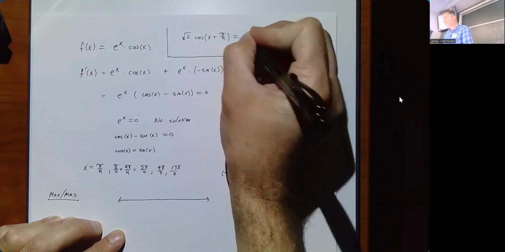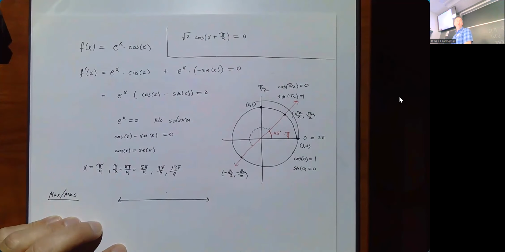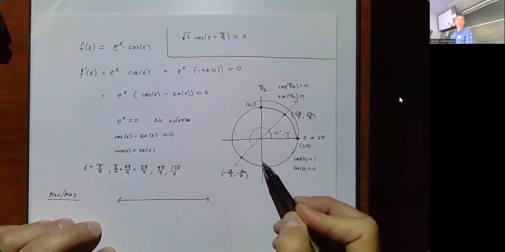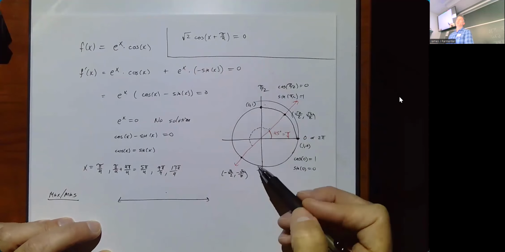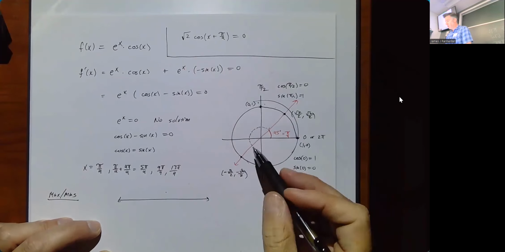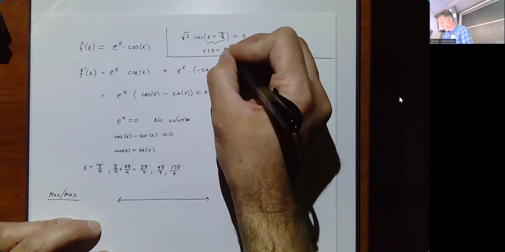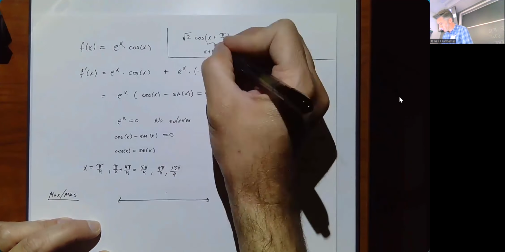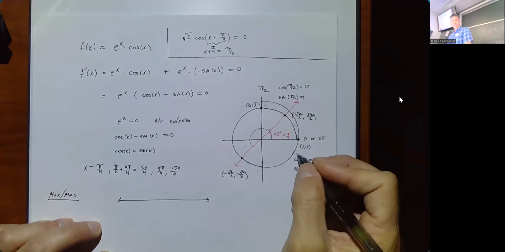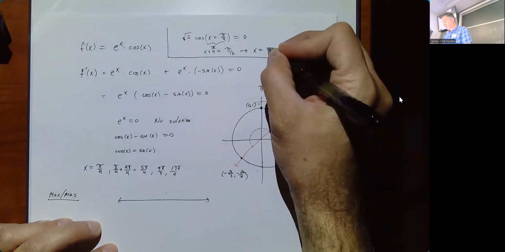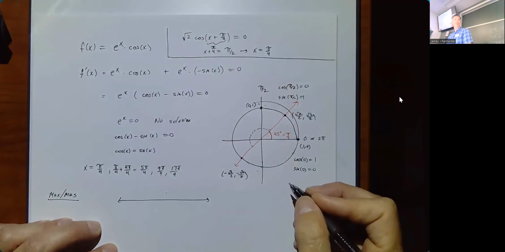And setting that equal to 0. And then cosine is equal to 0 when the angle is pi over 2, or 3 pi over 2, or 5 pi over 2, or 7 pi over 2, or some odd multiple of pi over 2. So if you want the angle x plus pi over 4 to equal pi over 2, that's going to give you x equal to pi over 2 minus pi over 4, which is pi over 4.